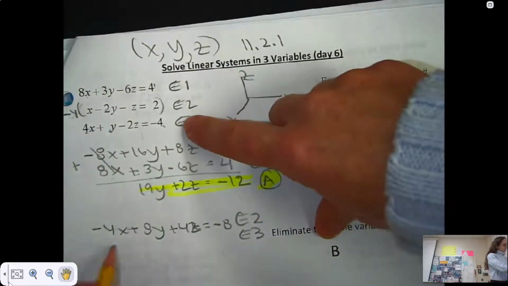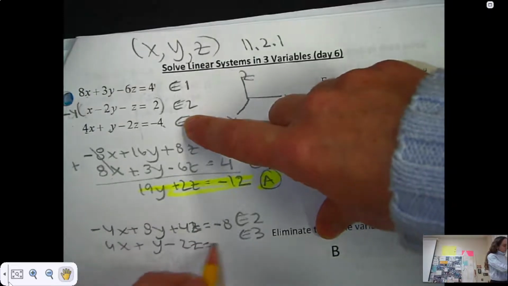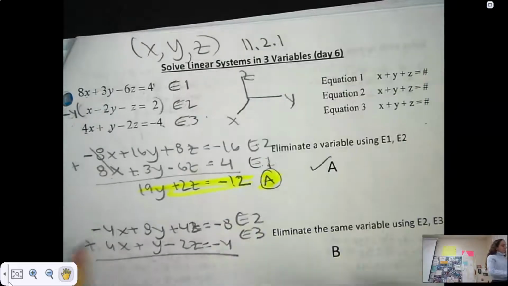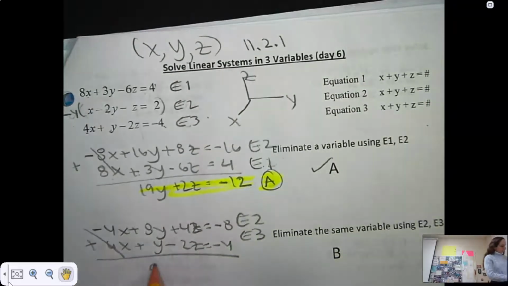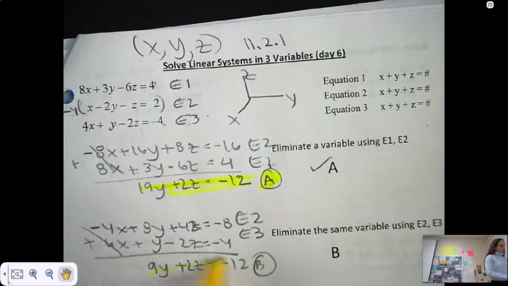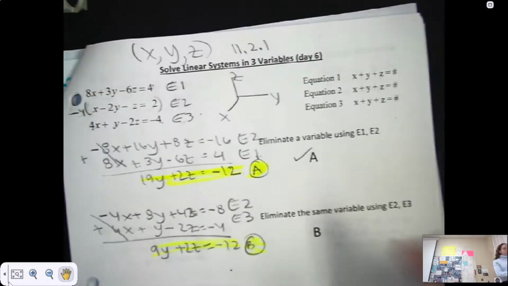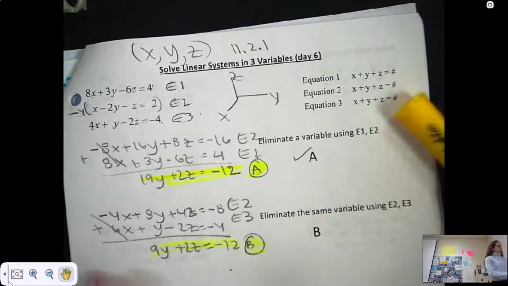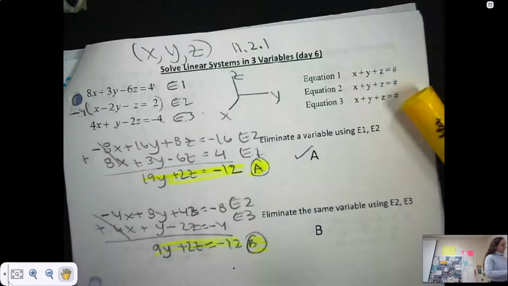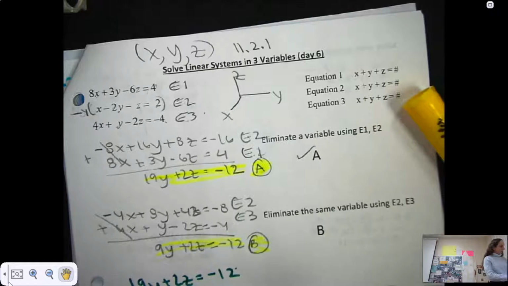And that's my E2. And then let me rewrite my E1. Again, let me say it is very easy to make silly mistakes. Now I get 9y plus 2z equals negative 12. I'll call that B. So I just used E2 and E3 to create a new one. So I went from a 3 by 3 to now a 2 by 2. Hopefully I didn't make a mistake since I'm doing this in pen now.